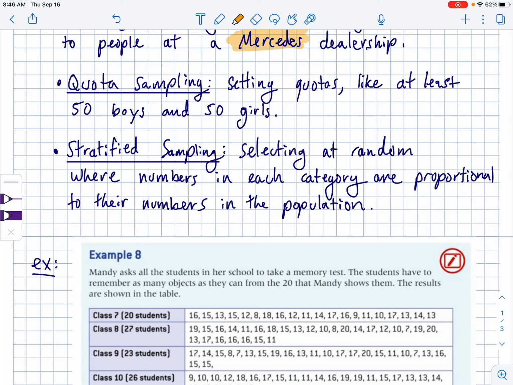Quota sampling is setting quotas, at least 50 boys and 50 girls. That's going to come into play if you're choosing to do the IA in this class. People always ask, how many data points should they have for the IA? The rule of thumb is 50. We're going to say 50 data points for the IA.